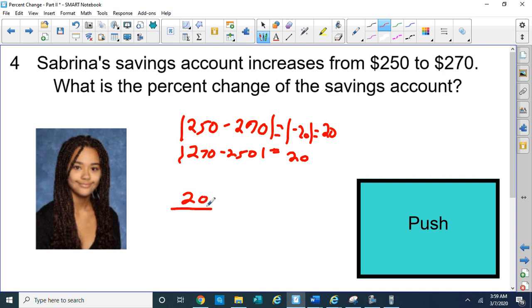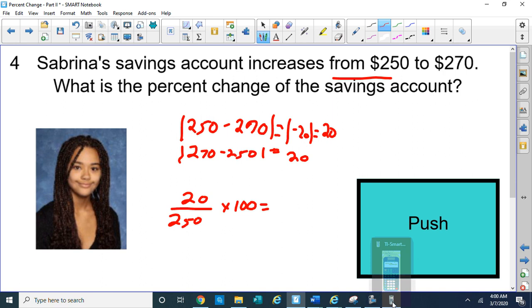So that's my top number of the fraction. Now all I have to do is put that over the original amount she started with, and she started from or with 250. So that's my denominator, and I'm going to multiply that fraction by the magic number 100. And that'll give me my answer for Sabrina.